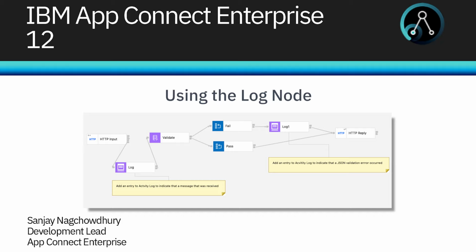In this video, I will demonstrate how to use the log node and cover some enhancements that have been made for configuring the activity log. The log node was added in IBM App Connect Enterprise version 12.0.11.